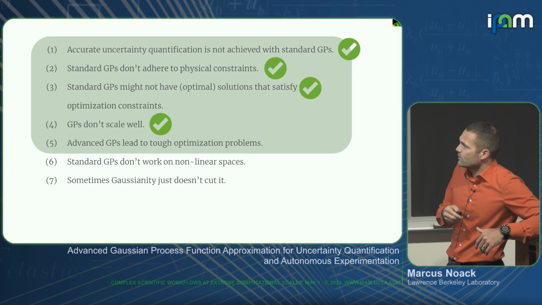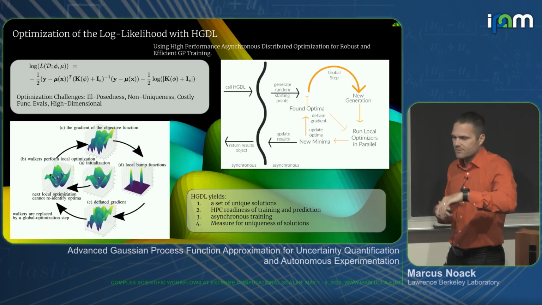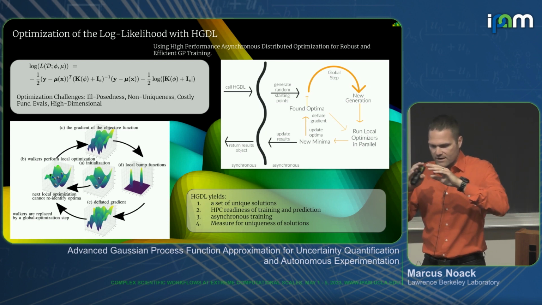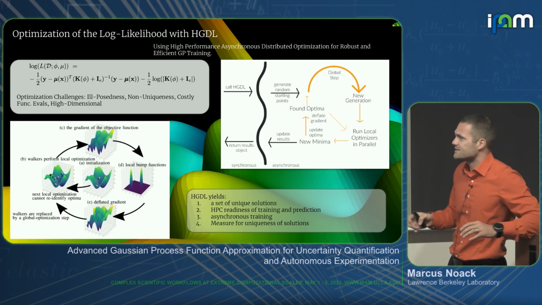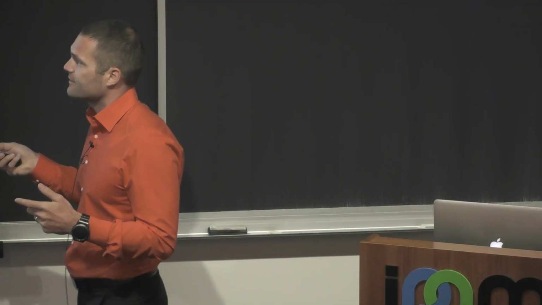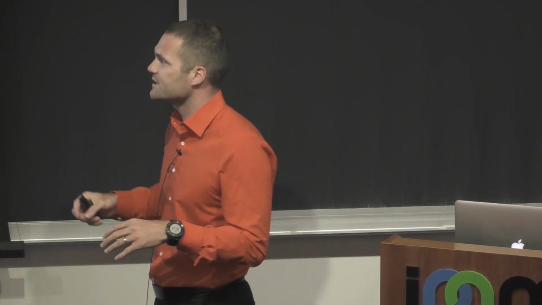Okay, so GPs don't scale well. We have done that, and now we can attend to the optimization problems. We have now seen flexible non-stationary kernels giving rise to hundreds of hyperparameters, sometimes thousands. The optimization problem is really hard. It's ill-posed. There are a bunch of optima. Some of them are plateaus. Some of them are ridges.